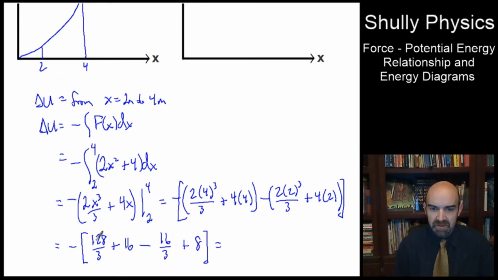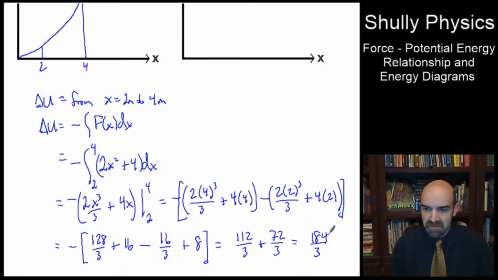And we'll simplify. 128 minus 16 is 112. I got the plus 24 over here. And 24 times 3 is 72. I think that looks right. It'll be 184 thirds. And that is not divisible by 3, so we're going to have a little bit of change left over. 183 is divisible by 3. I have no idea what that is, but we'll just call it 184 thirds.